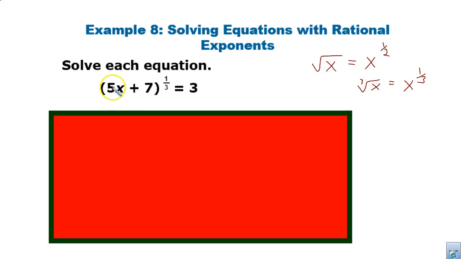So when I see in this example here 5x plus 7 in parentheses raised to the 1/3, this is exactly like a cubed root.